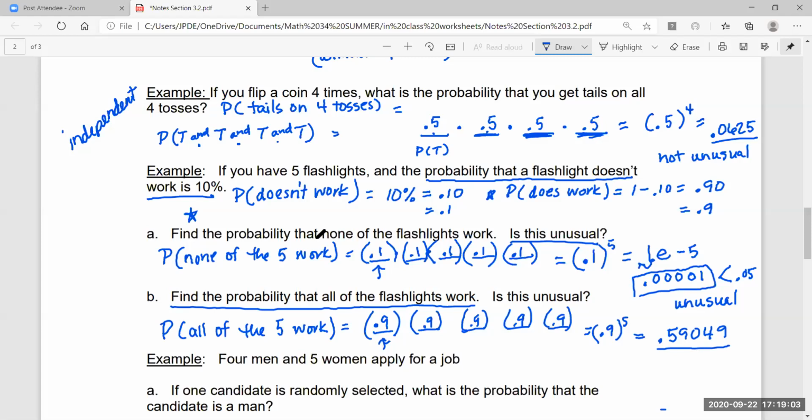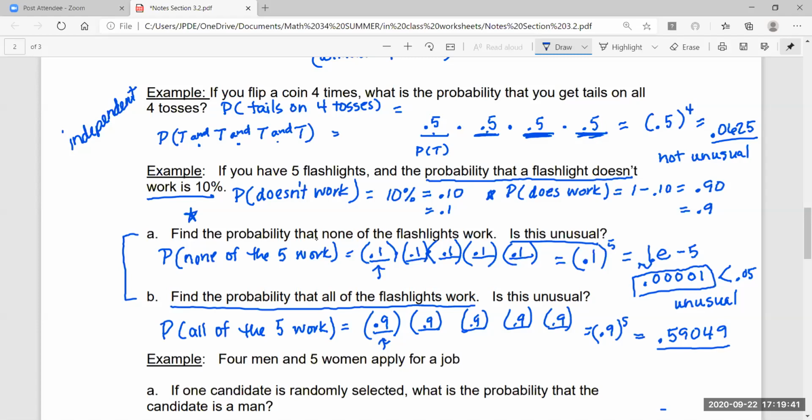Now, sometimes when I do these 2 problems in class, students will say, well, what about if it was 2? We're not doing those yet because they're more complicated. Because if we were saying, well, what if 2 of the flashlights work? Well, that means the first one and the second one could work, or the first one and the third one, or the first one and the fourth one, or the first one and the fifth one, or the second one. You have to go through all those combinations, and it's something called a binomial. So those get a little more complex. We're just starting off. So right now you'll see more like all or none.